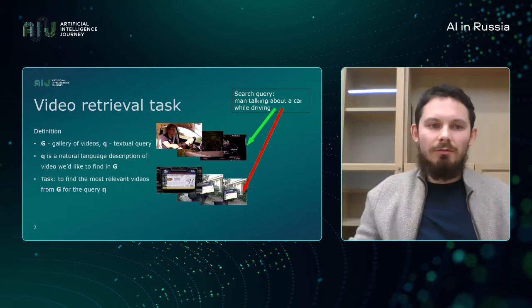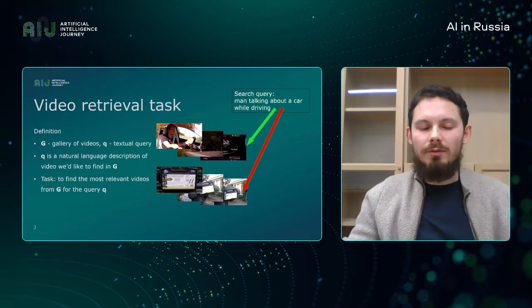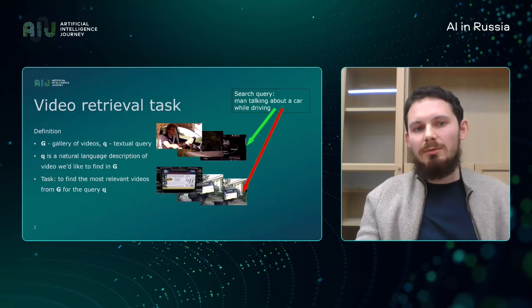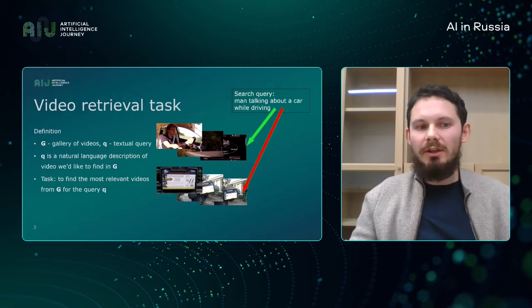What are the definitions here? First and foremost, we have a gallery of video segments called G. On this slide, you can see two video segments. For this gallery, we have a textual query named small q. It's a natural language query. There are no limitations for this kind of query, maybe some language-based ones. And it's important to find the most relevant video segments which would correlate to this specific query.